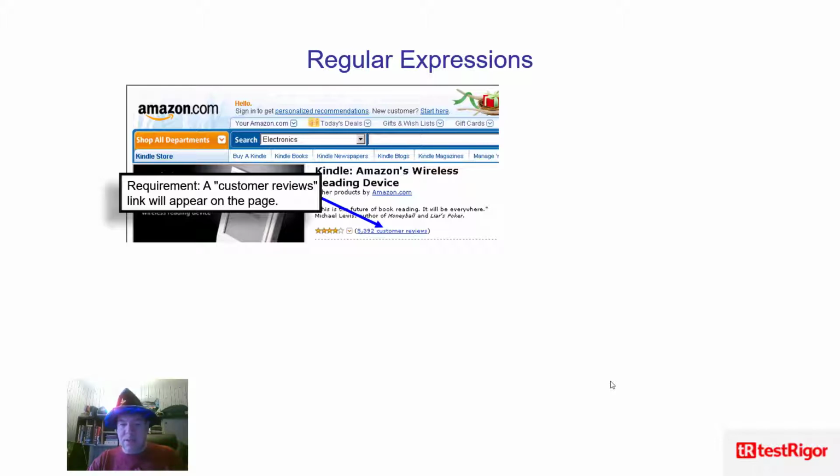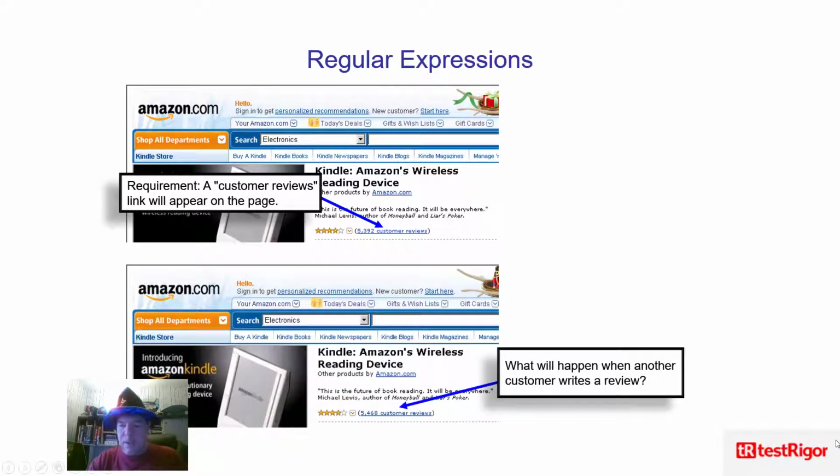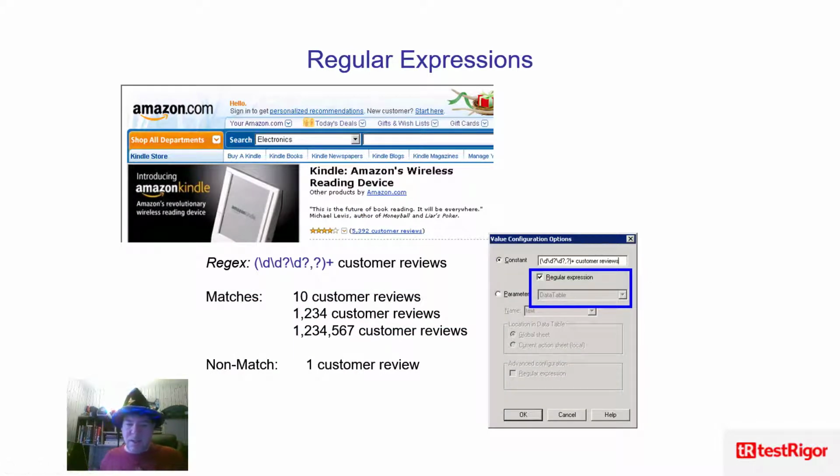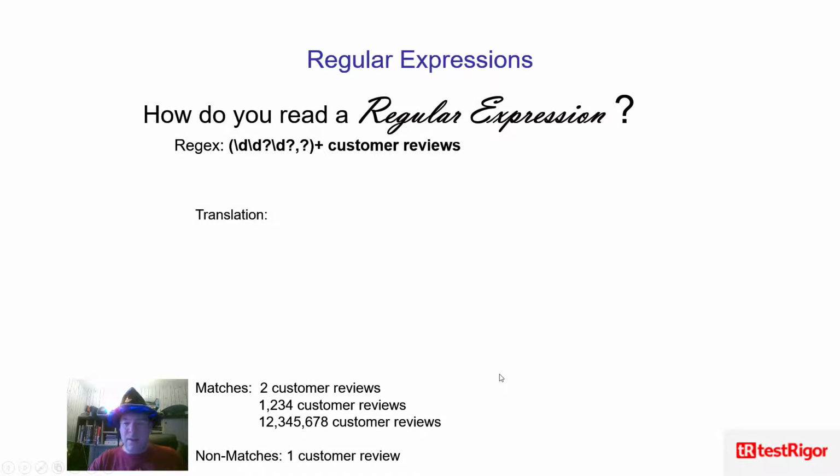It gets a little bit more complex when you're trying to verify a text that's on the screen, but it's changing. So take a look at this. Here's an old Amazon page out here, and it says that there's 5,392 customer reviews. And what happens a month later? Well, now you've got 5,468 customer reviews. Is there any way we're going to be able to match a string like that? Well, you could with a regular expression, like this one right here. And this one just basically says, hey, match if it says 10 customers, 1,000 customers, 1,000,000 customers. But the one thing it won't do is it won't match if there's 1 customer. And why is that? Well, we'll have to explain a little bit about regular expressions more to get that down.